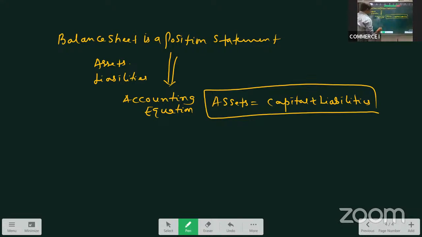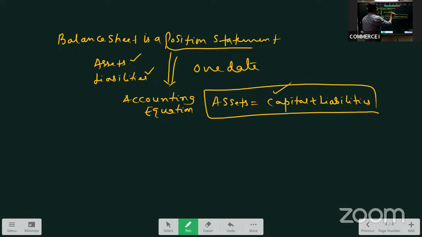So in short, I'll show you the application of this equation when I show you the balance sheet. Assets is equal to capital plus liabilities. As I told you, it is a position statement. It is prepared by taking into consideration all the assets and liabilities as on one date, usually on the last day of the financial year ending.